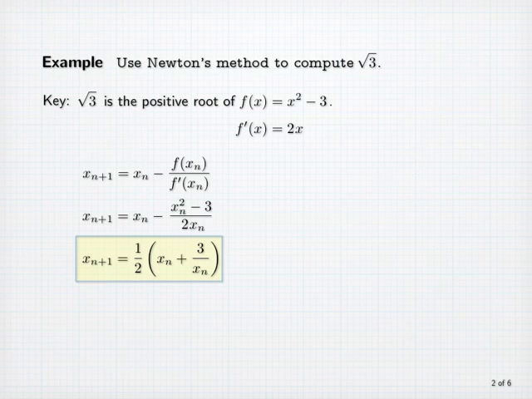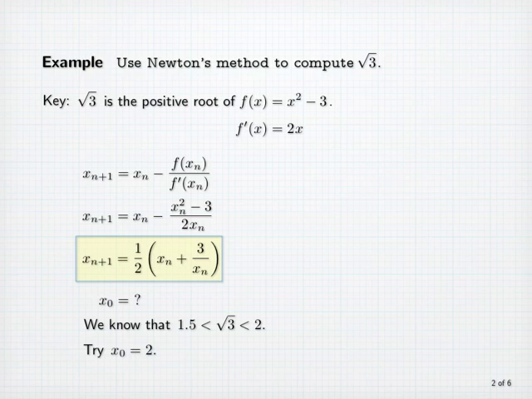So now the question is, what's an appropriate choice for our initial guess x0? Well, we know that the square root of 3 is between 1 and 2, since 1 squared is 1 and 2 squared is 4. We also know that the square root of 3 is greater than 1.5, since 1.5 squared is 2.25. So why don't we just try x0 equals 2 and see what happens?